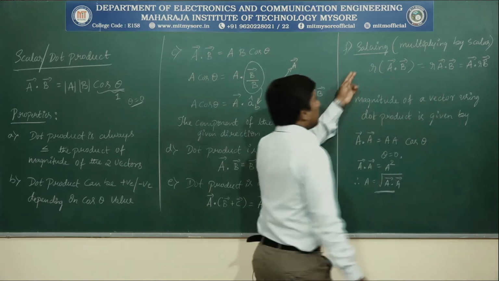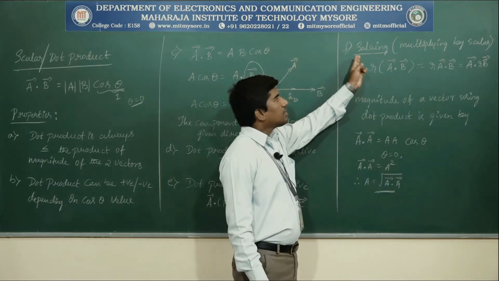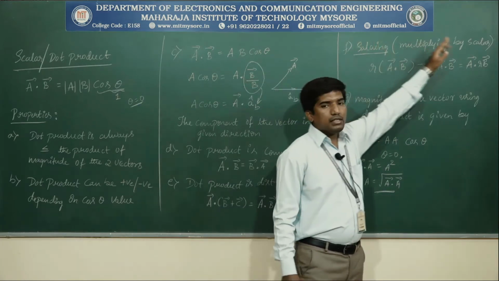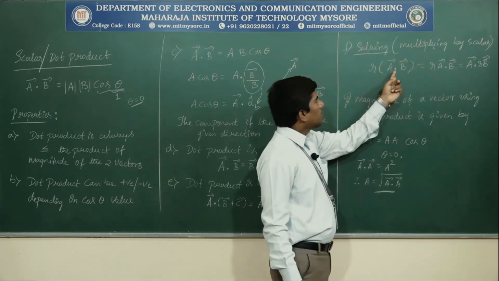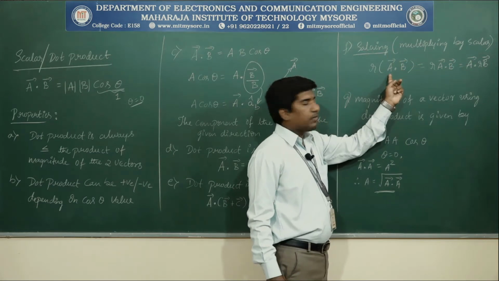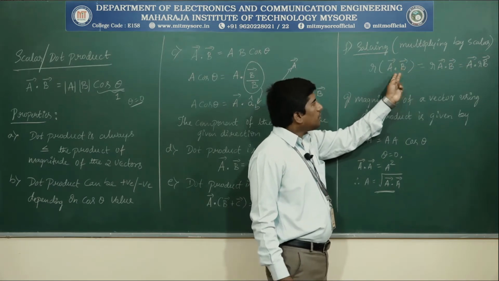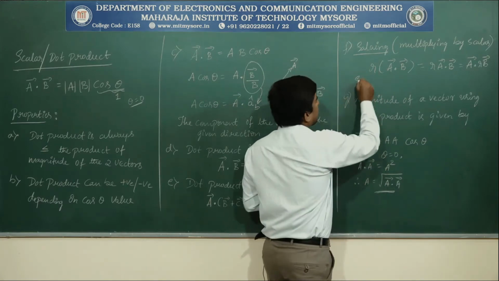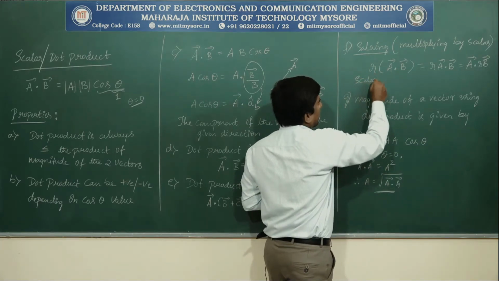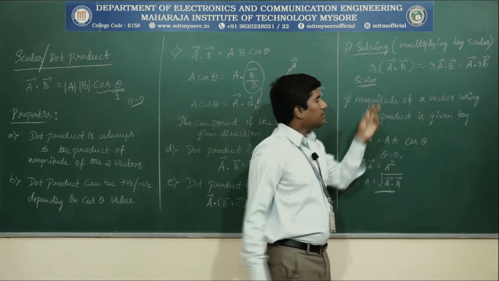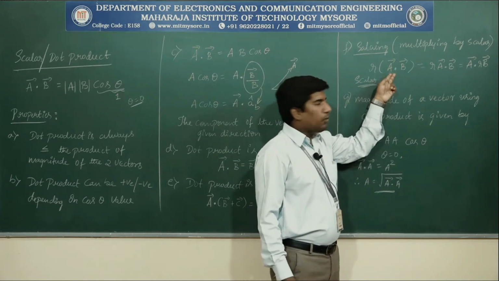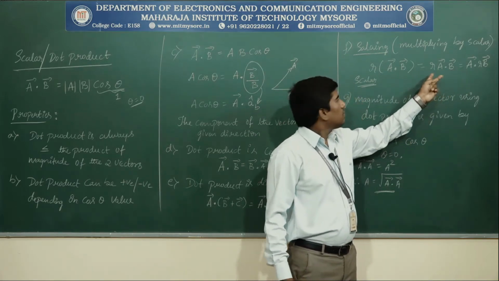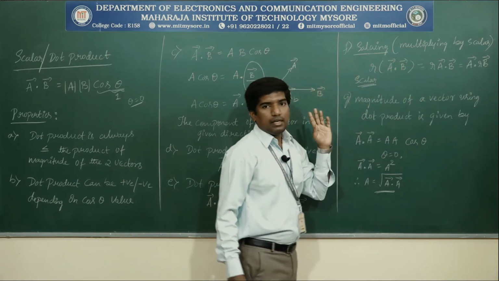Then one more important property is the scaling property. Scaling property is also called multiplication by scalar. Look at this, we have the dot product between A and B, which is multiplied by a scalar quantity, where small r is the scalar quantity here. If we perform scalar multiplication for a dot product of two vectors, it can be written in this form. So this is what the scaling property says.